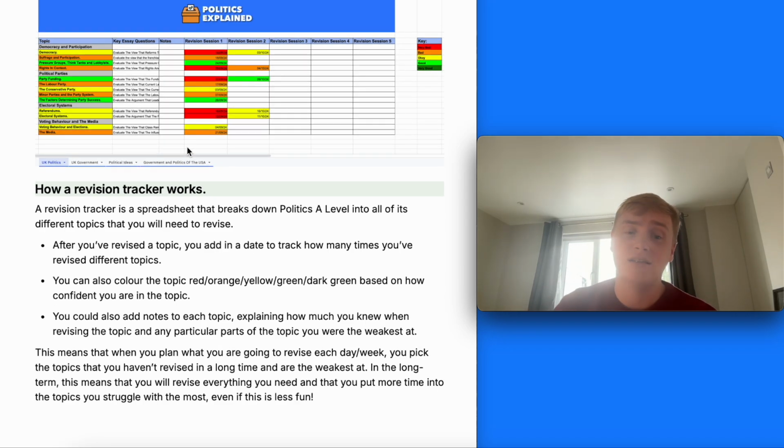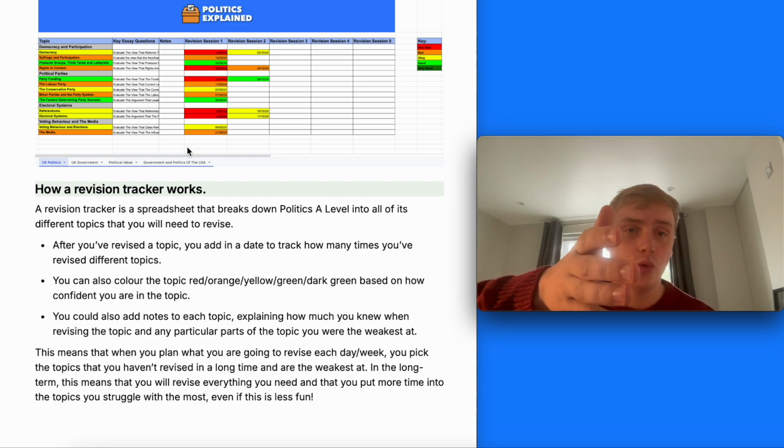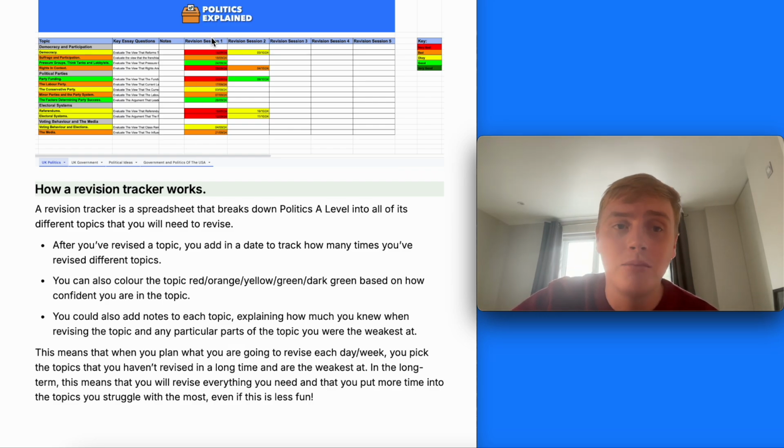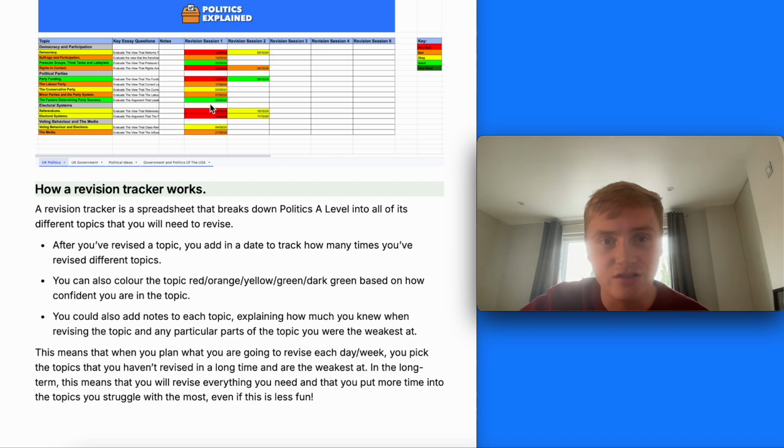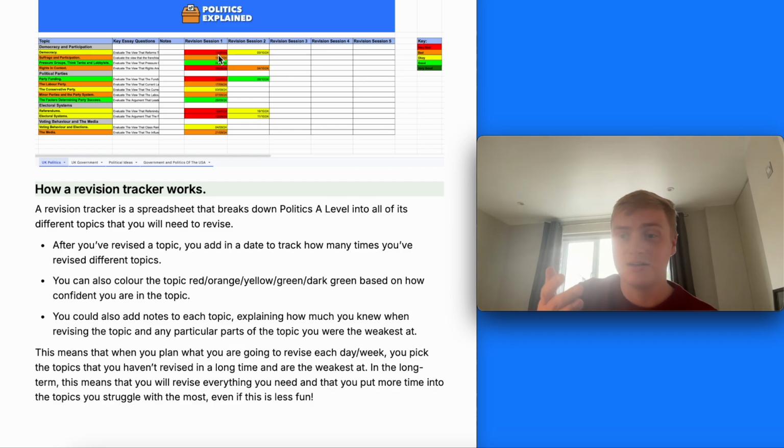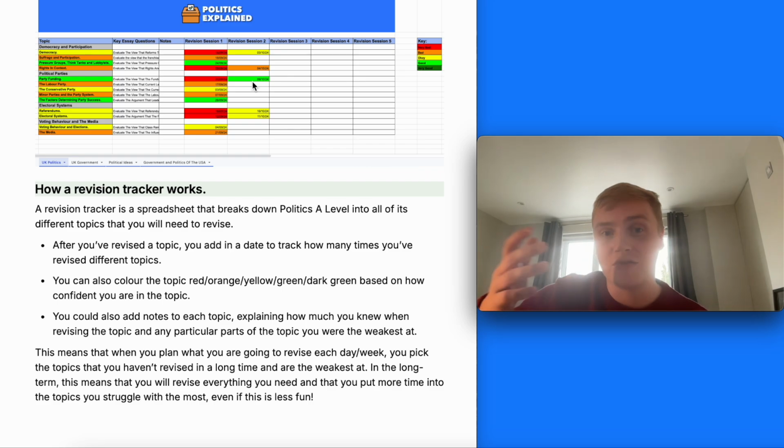And what this means is effectively that when you plan out each week what you're going to revise, you look at your revision tracker, look at what you've revised so far. So for example here, we've done a revision session, so we revised everything once for UK politics. And by the time we decided to go into revising things for the second time, effectively what you see here is I decided to revise the things that I was worse at. So I started with the things that I rated myself as not knowing very well as red, and you start by revising these, and then you track, okay, what's the improvement?